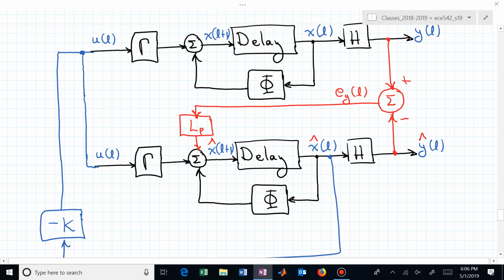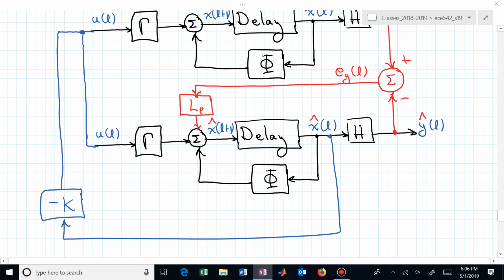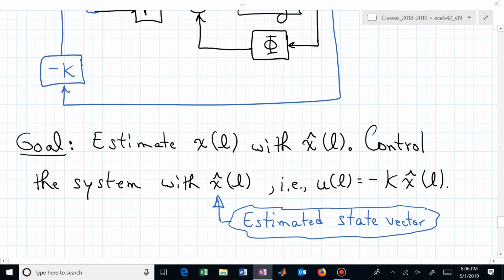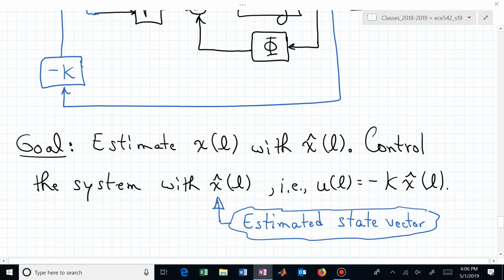Now all we can measure is u and y, and with those, you can now build up this bottom half of the diagram in a computer, and that computer now is turning out estimates of the actual state. You're using those to control the system. And that's what our goal is here. We want to estimate x with x hat and control the system with x hat, meaning u is now minus K x hat.